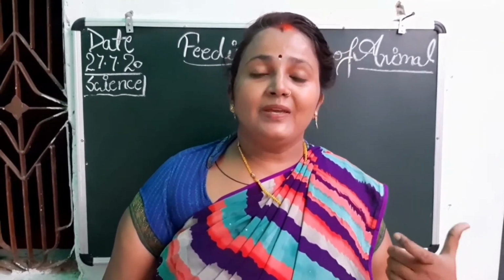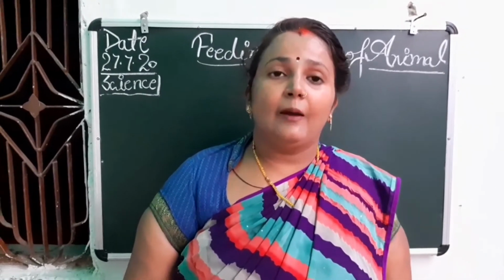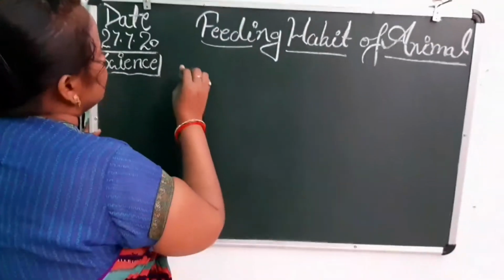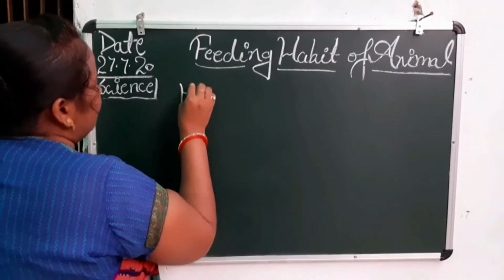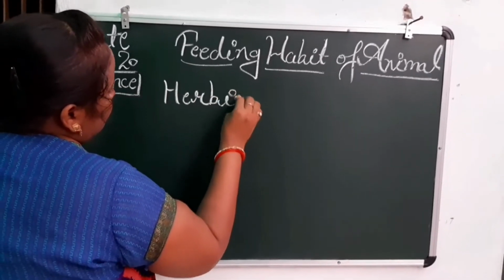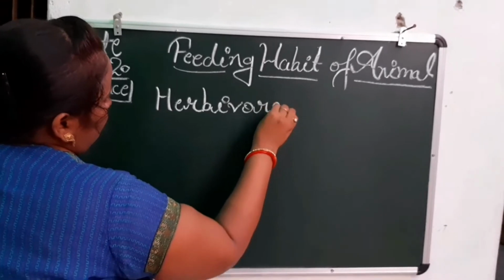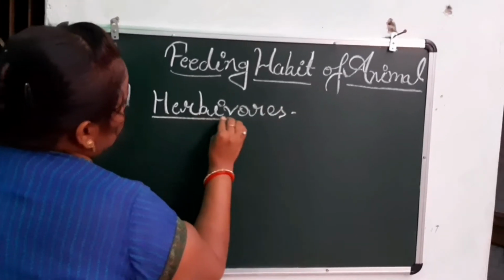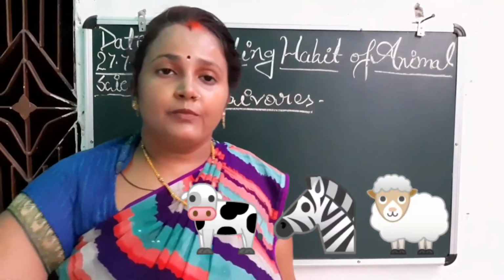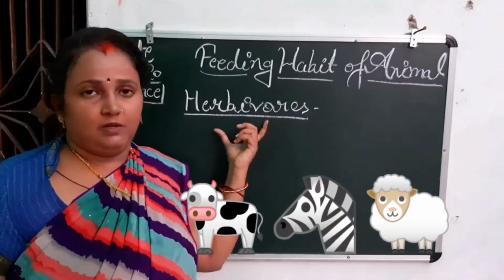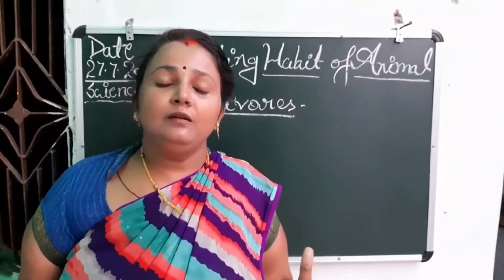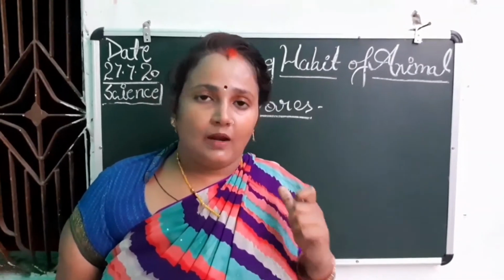So on the basis of their eating habits, we divide animals into three types. What are the three types? One is herbivores, right? So, what are herbivore animals? Herbivore animals are those animals that depend for their food on plants.